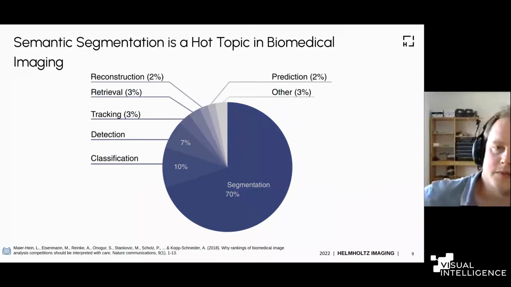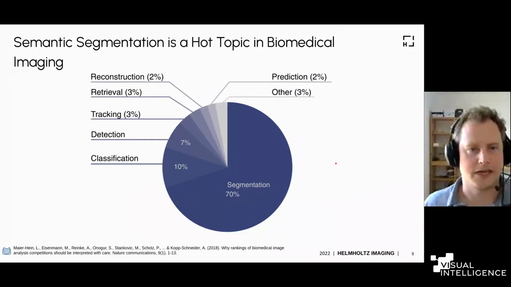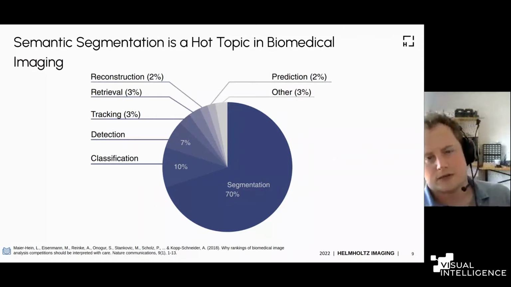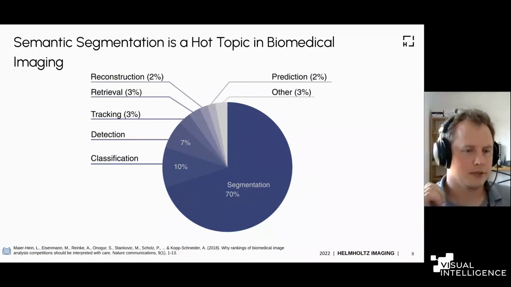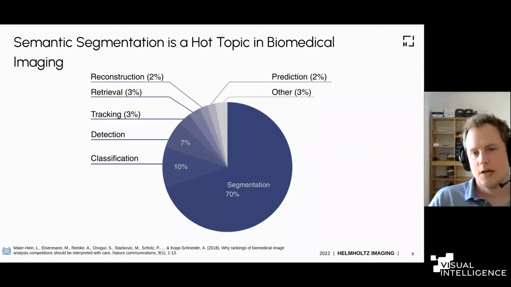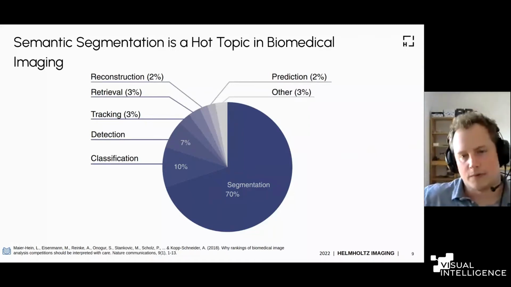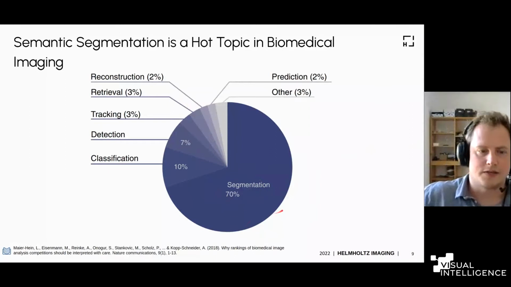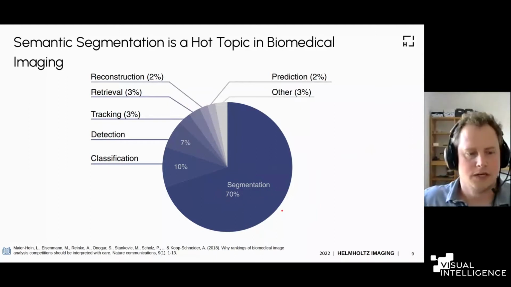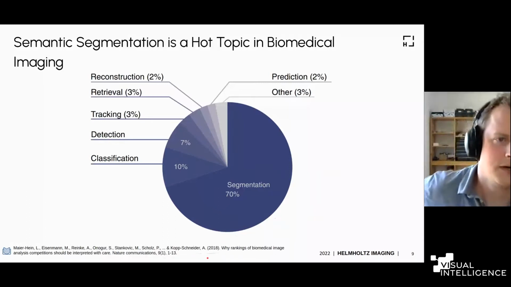If we look into the competition landscape, so challenges like you would also know them from Kaggle and the like, and if we look at the competition landscape in the biomedical imaging domain, we also see that segmentation plays a major role, essentially accounting for about 70% of all the competitions that were being reviewed as part of this publication down here.